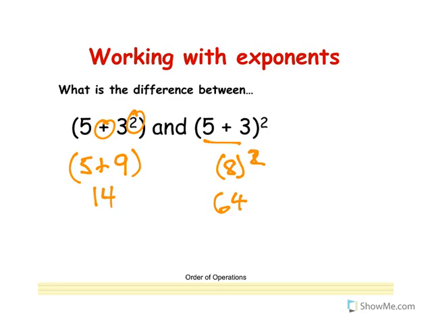And again, mathematically, the difference is in the first expression, only the 3 is being squared, whereas in the second one, the sum of 5 and 3 is being squared.